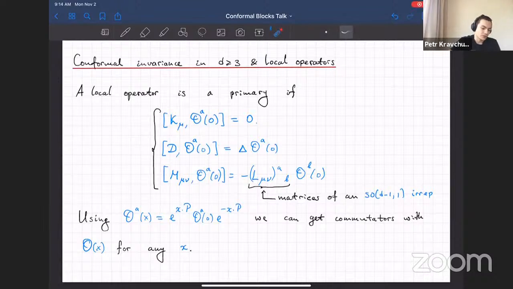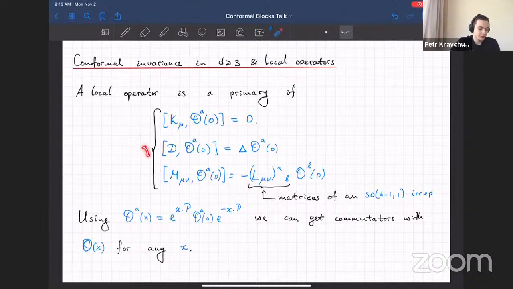And under the Lorentz group, it transforms in some finite dimensional irreducible representation of the Lorentz group. So a and b here are the spin indices of this operator. For example, for scalar operators, this transformation will be trivial. This matrix will be 0. But for something more non-trivial, like traceless symmetric tensors, there will be some non-trivial matrices L here.